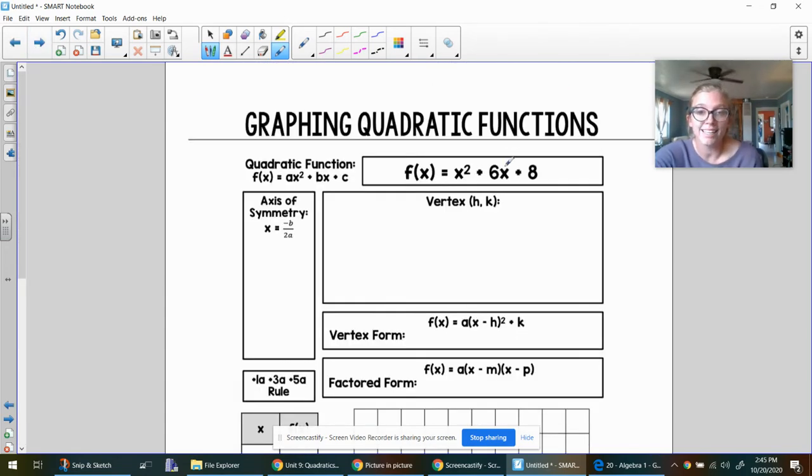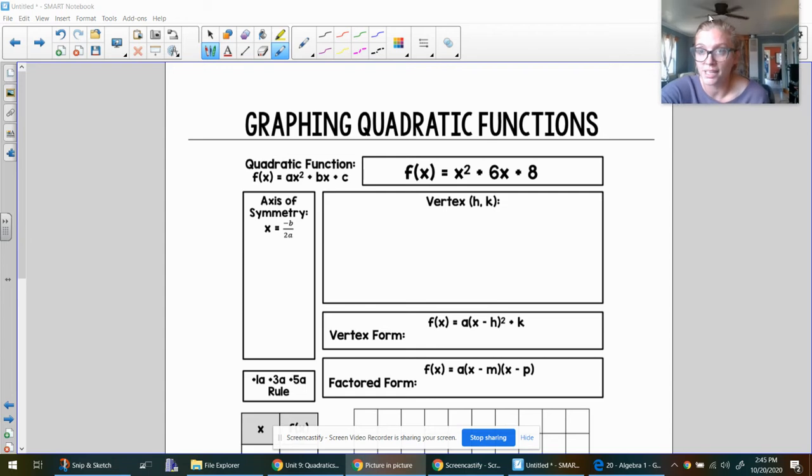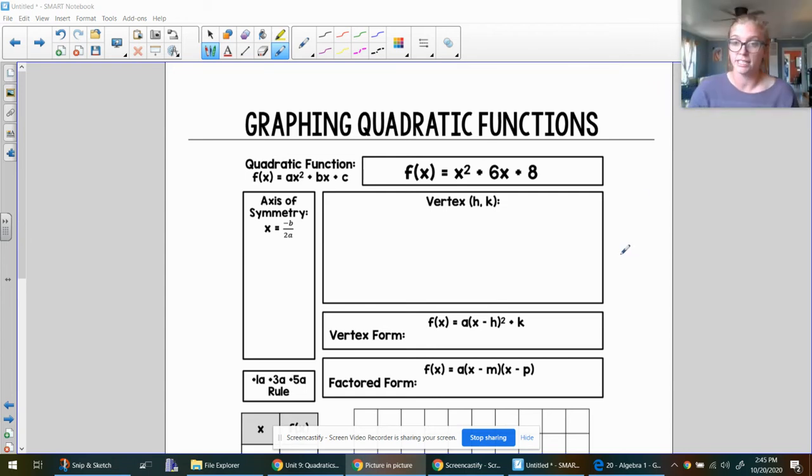So this time we're going to look at x squared plus 6x plus 8. I'm going to move my face so I can write a little easier. In this example, a is still 1, but this time b is 6 and c is 8. I got those numbers by looking at the coefficients and the constant here and comparing them to the standard form of my quadratic function.